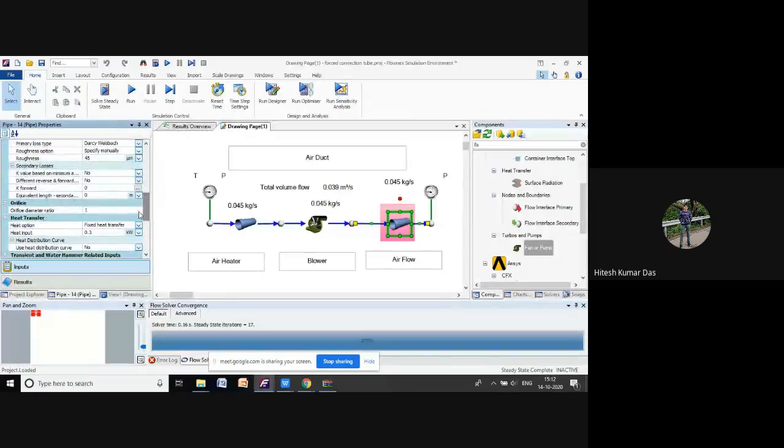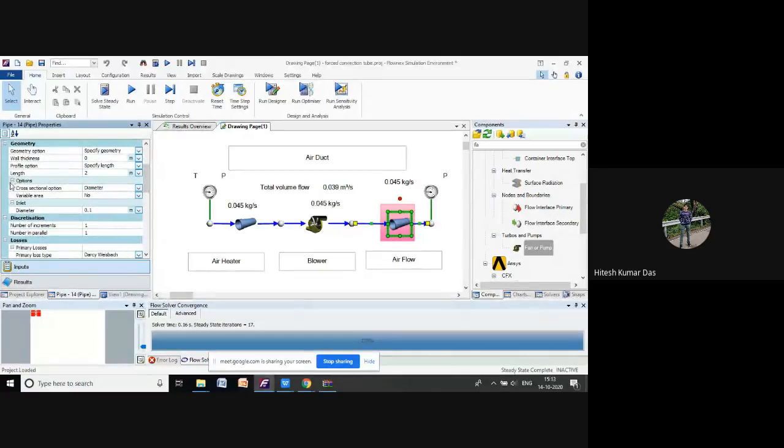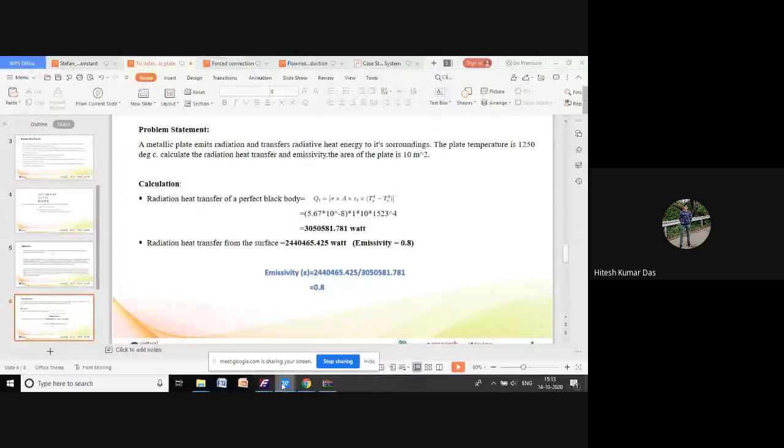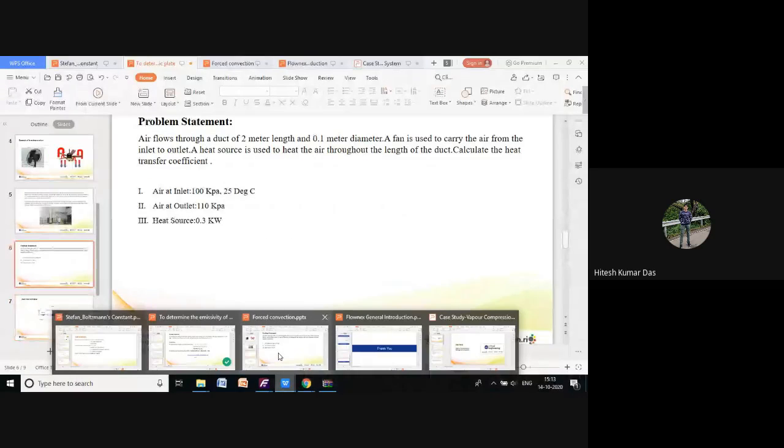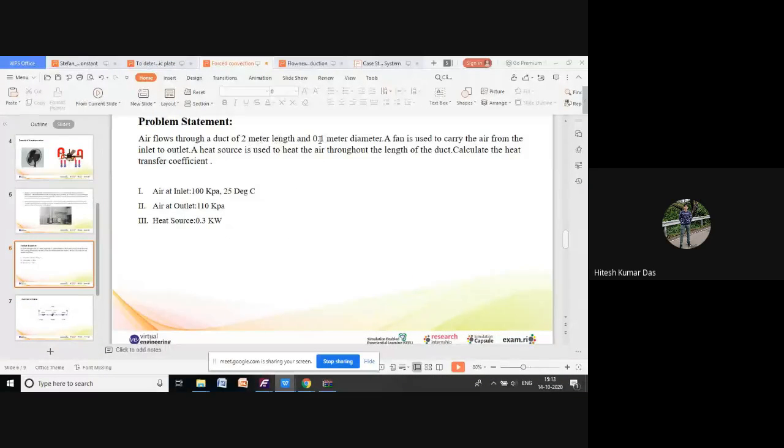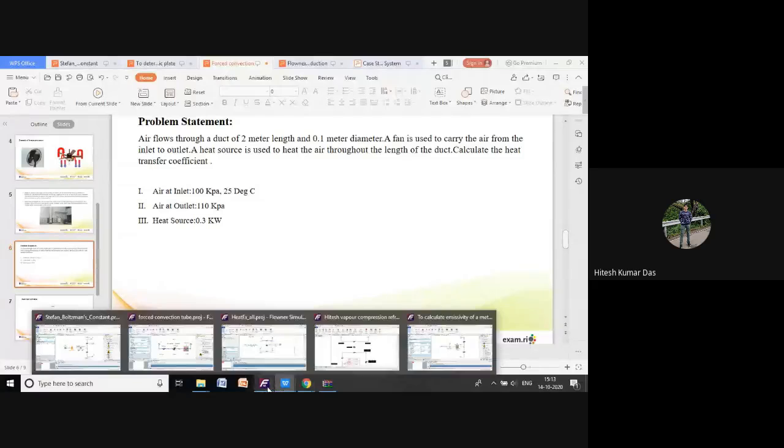Next, heat input. Heat input means here we are giving a constant heat flux which is 0.3 kilowatt. Next, same thing we have assigned here: length as 2 meter and diameter as 0.1 meter. Means the length of the pipe is 2 meter as we have specified in our problem statement, and diameter is 0.1 meter.